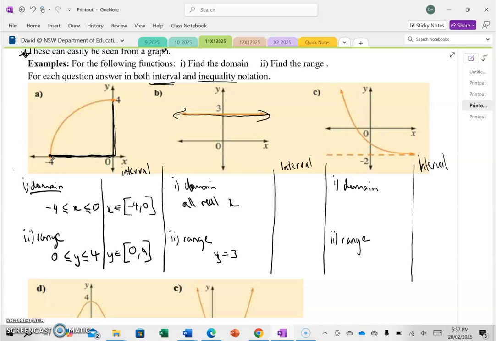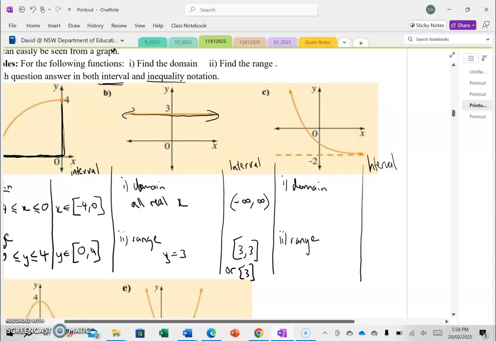In interval notation, we have a more numerical way of writing. So all real x is negative infinity, infinity, open brackets, because we could never get to infinity, and a range 3, 3 with close bracket. Occasionally you will see just close bracket and 3. Both are acceptable.